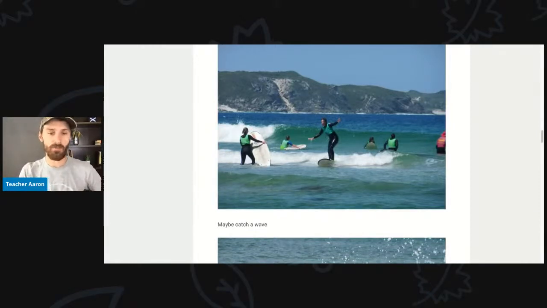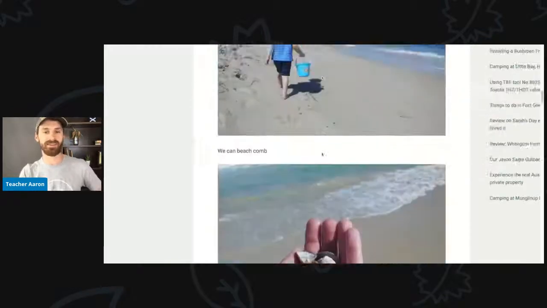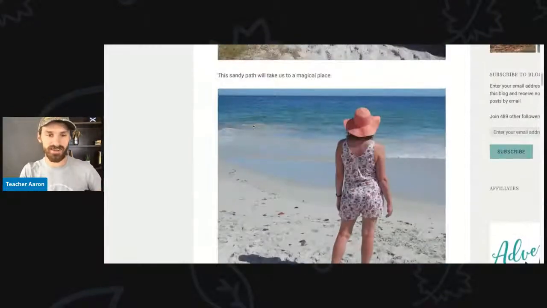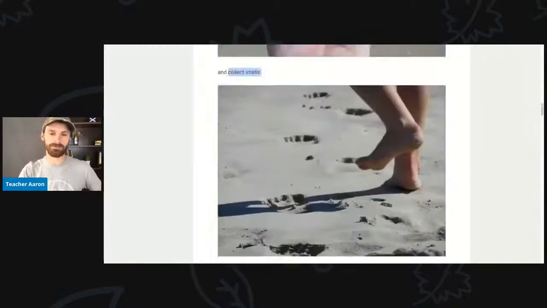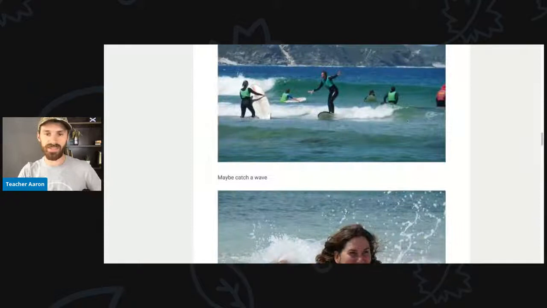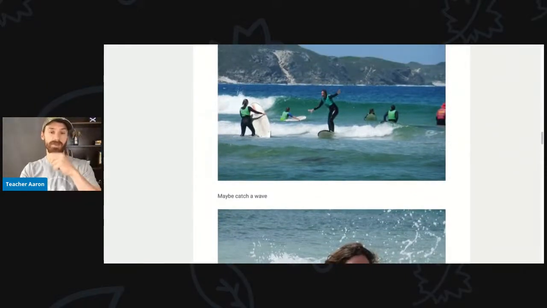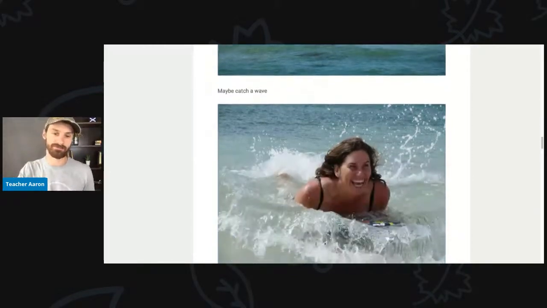Wow, now the waves look very big. When I first looked here, the waves didn't look very big. I guess maybe there, the waves are kind of big. But here in this picture, the waves are much bigger. And that is good because you need big waves in order to go surfing.